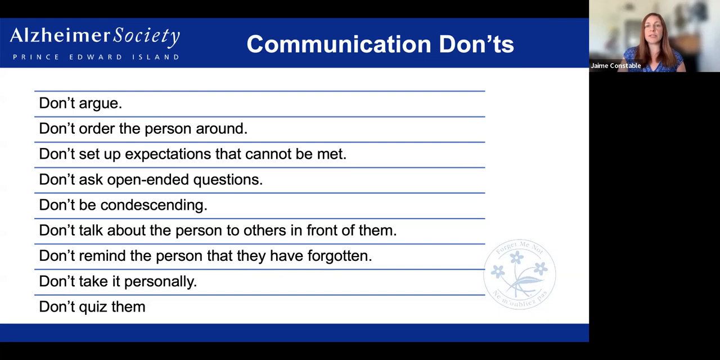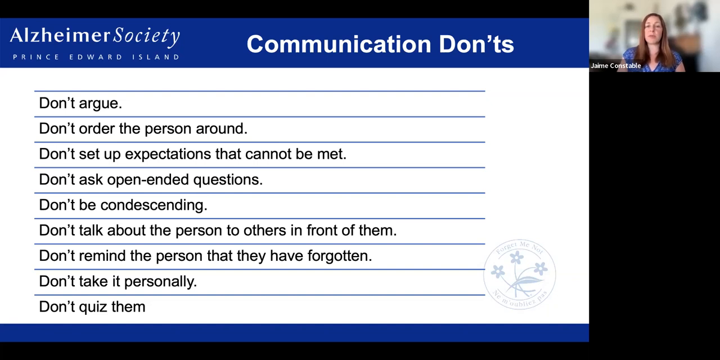Arguing doesn't actually work to correct anything in their mind, because the brain loses the capacity to do that for a rational reasoning process. Don't order the person around is another one. Again, they're still very emotionally present. They can feel condescension, and they can experience that even if they can't reflect it back to you.